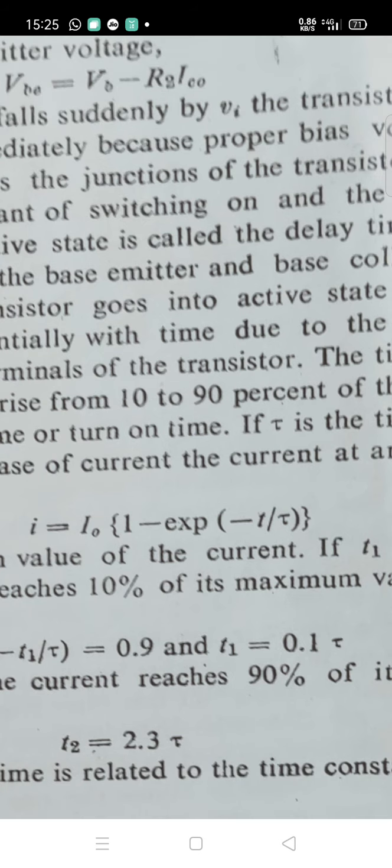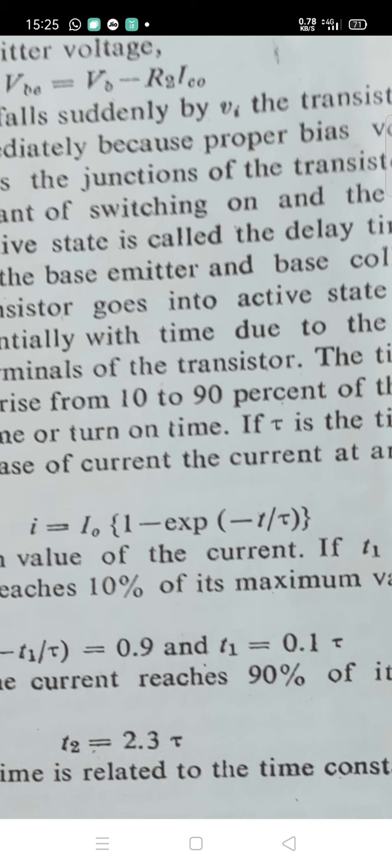This is the turn on time. So what is turn on time? The time required for the output current to rise from 10 to 90% of the maximum value is called the rise time or turn on time. So where I0 is the maximum value of current.